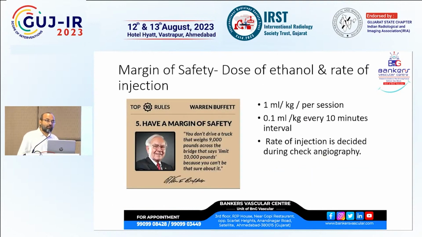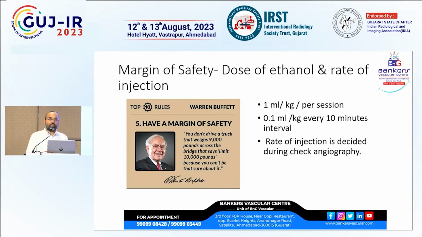Another principle is stated by Warren Buffett, that is a margin of safety. This margin of safety principle gives clarity for two things: the dose of ethanol and the rate of injection. What Warren Buffett says is that if you want to drive a truck on a bridge and you assume that the maximum load that is going to pass over this bridge is 9,000 ton, you cannot build a bridge of 10,000 ton. You have to build a bridge of 15,000 ton. There may be some variation. So there is a margin of safety.